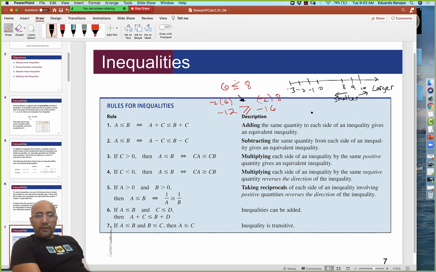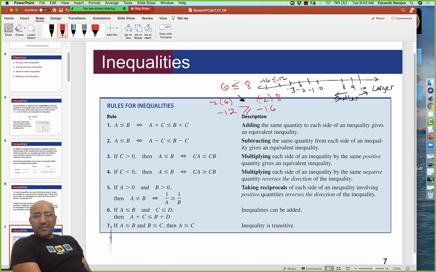So if we think about it from that perspective, then as we extend this out here, -16 is going to be over here, and -12 is going to be over there. So that's why it's true that -12 is larger than -16.